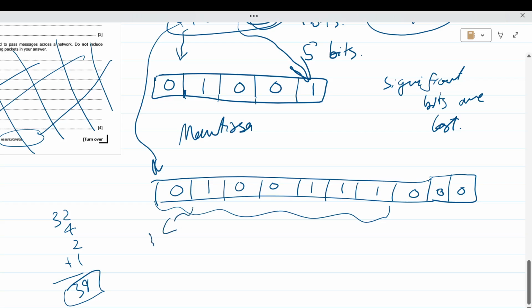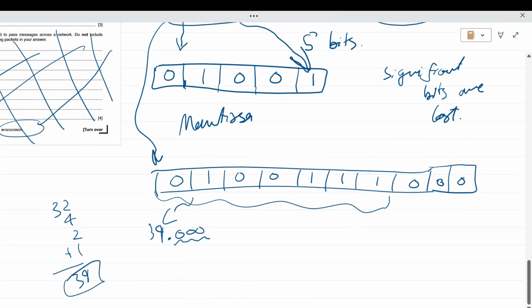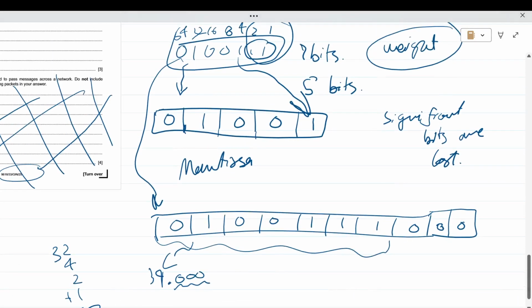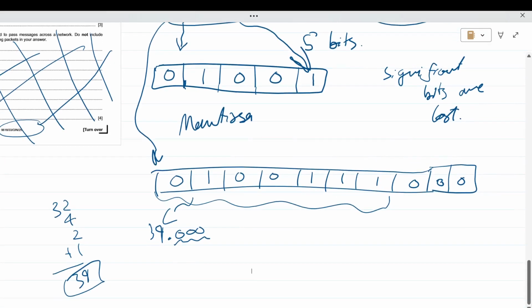This is also 39, but if the precision increases, I can also write point 000 this time. This is way more precise, right? Or let's say if it wasn't 39, it had some fractional part. If I was to store it in just 5 bits or even 7 bits, it will lose some significant value, right? But now with extra space, I can store more numbers to store its precision, its accuracy.